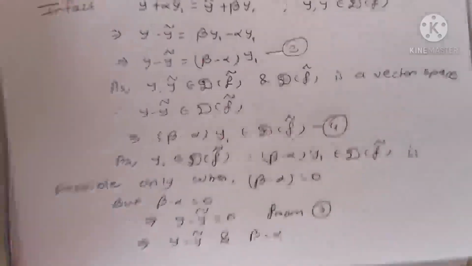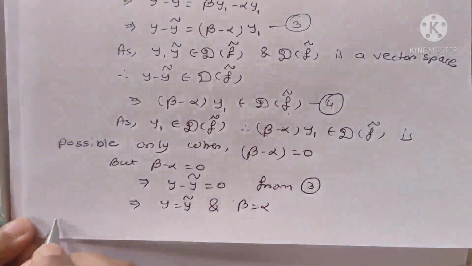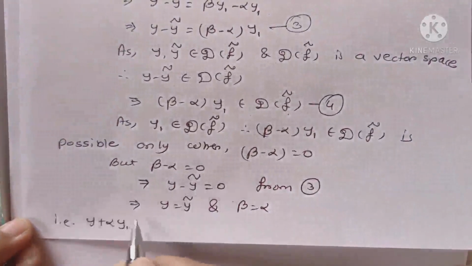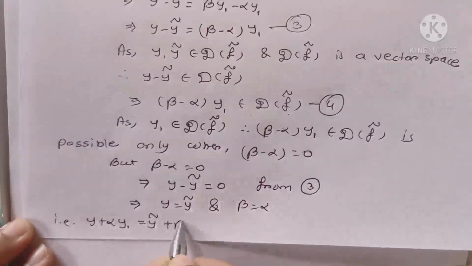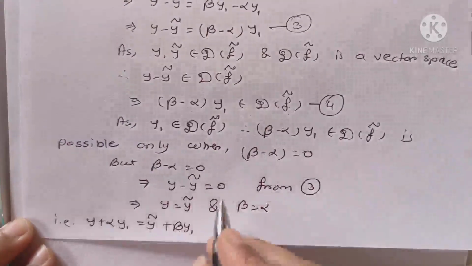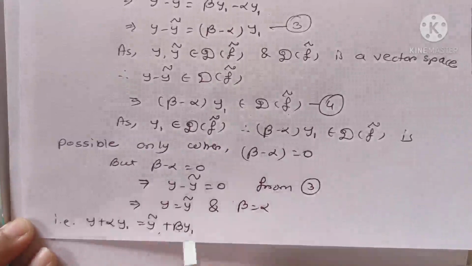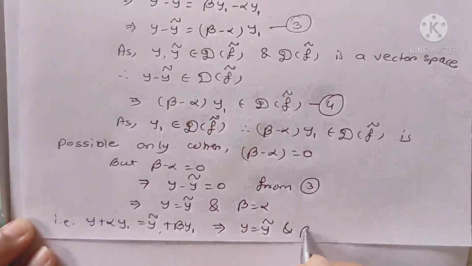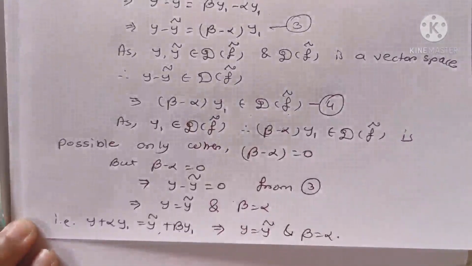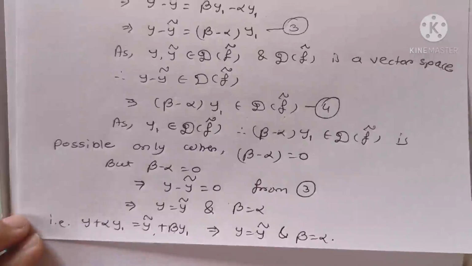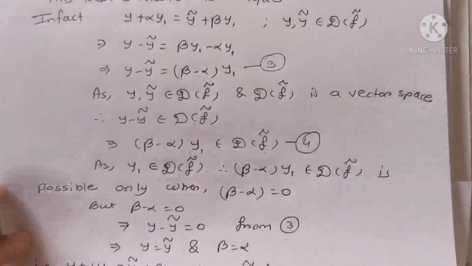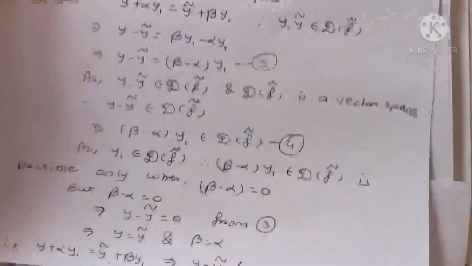That means here we are saying that y plus alpha y1 equals y tilde plus beta y1. When these two representations are equal, it implies that y equals y tilde and beta equals alpha. This implies that the representation is unique, and therefore in this way, as we define every element of y1, after that we show that this representation is unique.